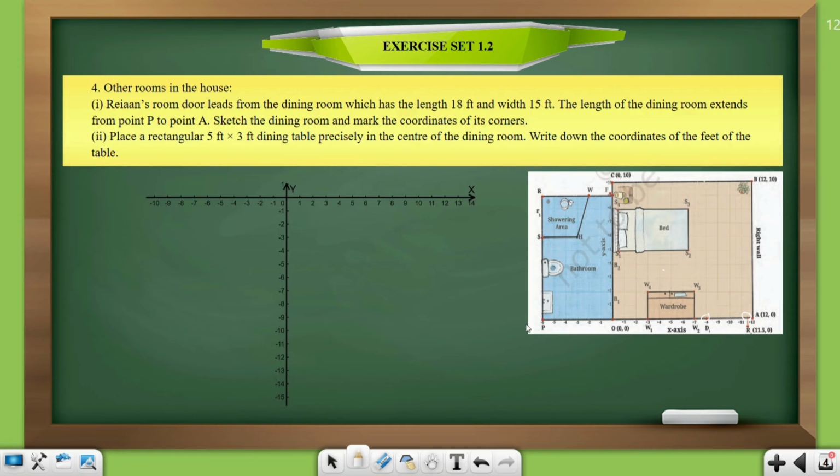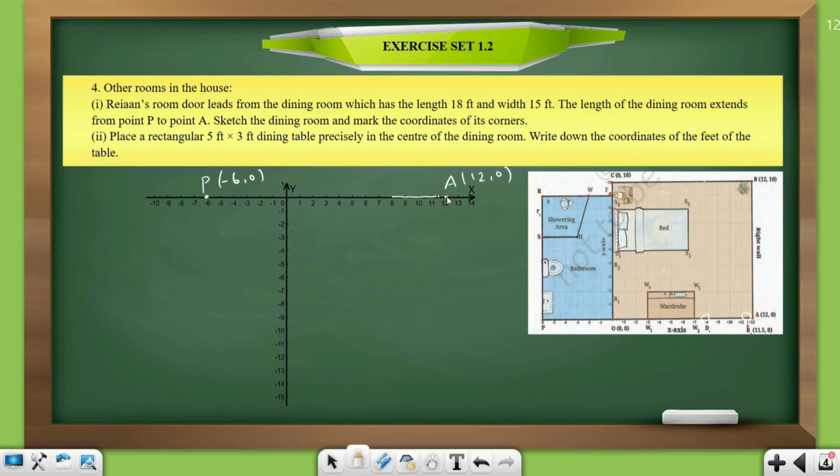So once you open this door you get a new room, and it covers the entire width of this house. Let's assume that the point P is minus 6 comma 0. This is the starting point P, and the end point A is located here, 12 comma 0. These are the two ends of Ryan's room and Ryan's washroom. The next room has to be of length 18 feet and width 15 feet. The door is between 8 comma 0 and 11.5 comma 0. So this is our door.